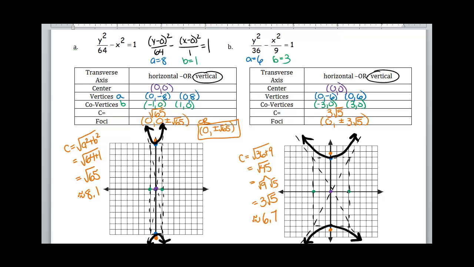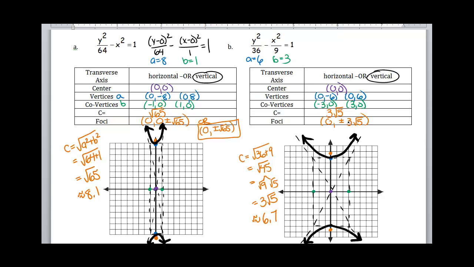Now to get c, I again took the square root of a squared, 36, plus b squared, 9. And that gave me square root of 45. This time this radical does simplify. That's the same thing as square root 9 times square root 5. And the square root of 9 gives me 3 times the root 5. And so that's what I wrote, the simplified radical for c in my chart.